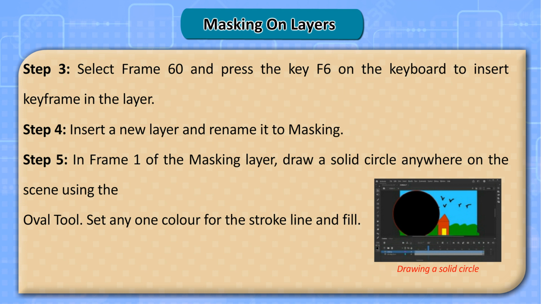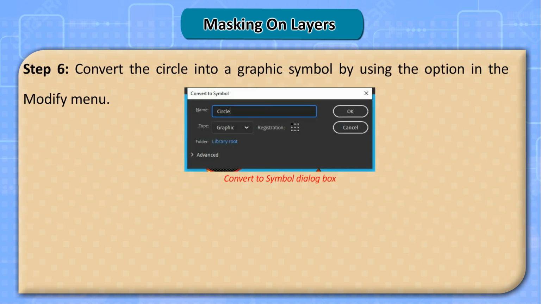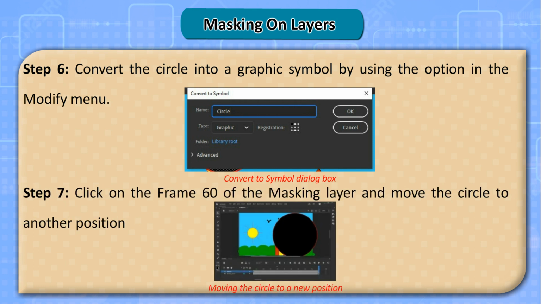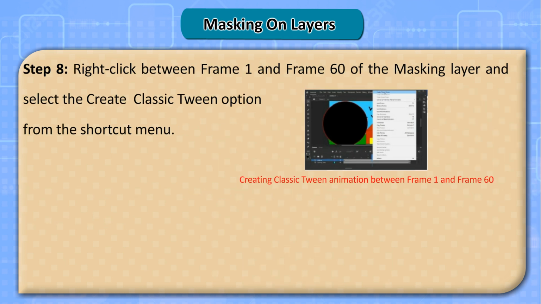Drawing a solid circle. Step 6. Convert the circle into a graphic symbol by using the option in the Modify menu. Convert to symbol dialog box. Step 7. Click on the frame 60 of the masking layer and move the circle to another position. Moving the circle to a new position. Step 8. Right-click between frame 1 and frame 60 of the masking layer and select the Create Classic Tween option from the shortcut menu. Creating classic tween animation between frame 1 and frame 60.